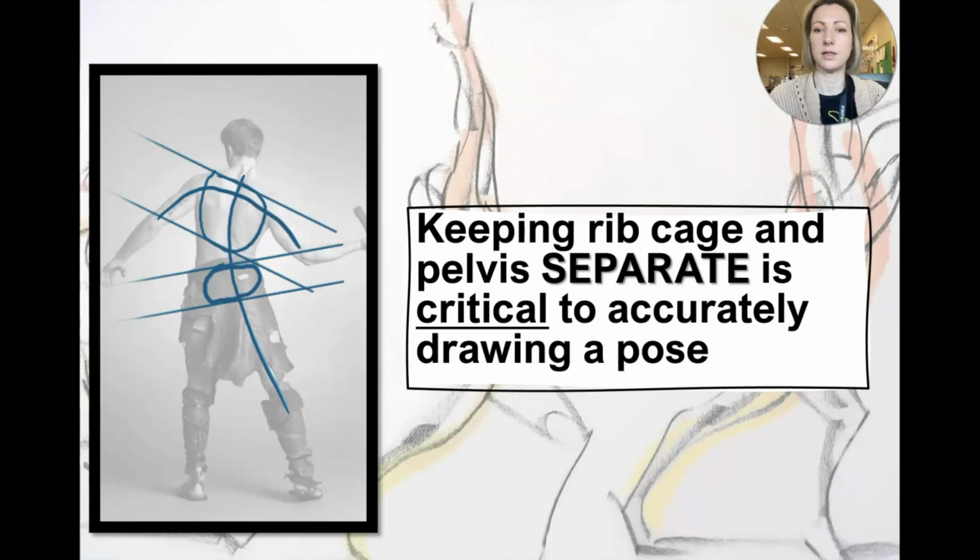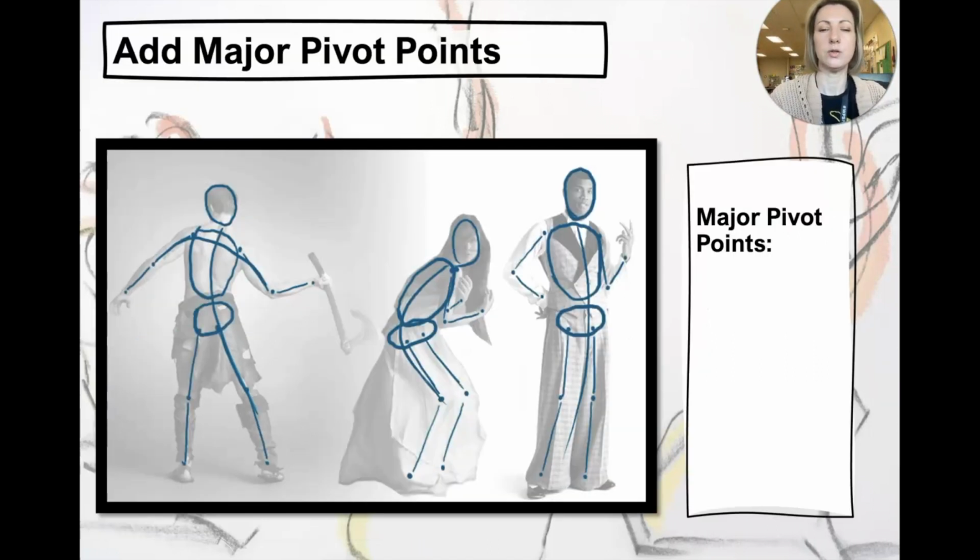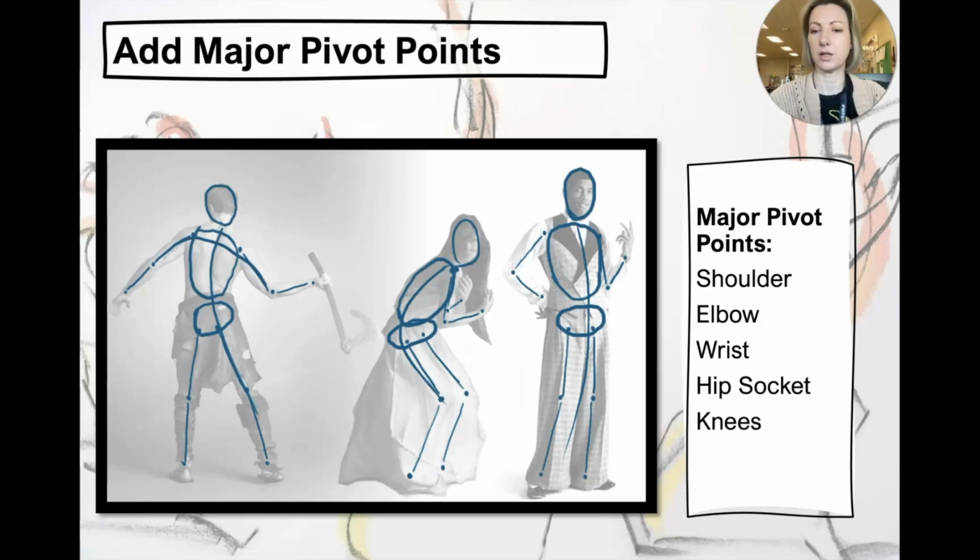And then keeping these separate is critical to having a really nice, dynamic, accurate pose because these 2 things move separately. It's not just a box. Then once you establish those 3 circles or 3 ovals, then you're going to add your major pivot points. So where are you bendy, right? So the shoulders, the elbow, the wrist, hip socket, knees, ankles.